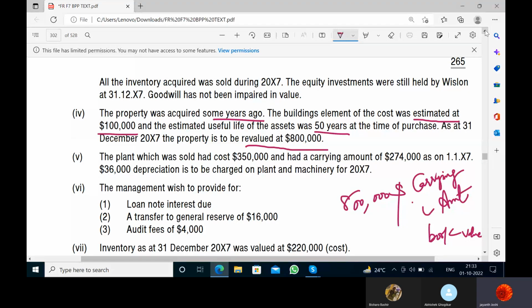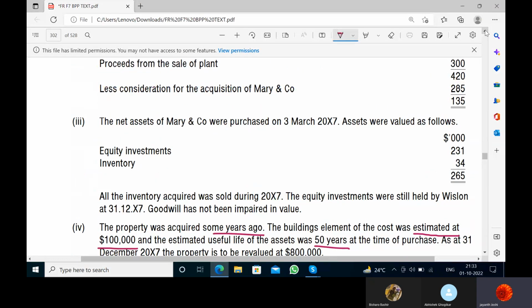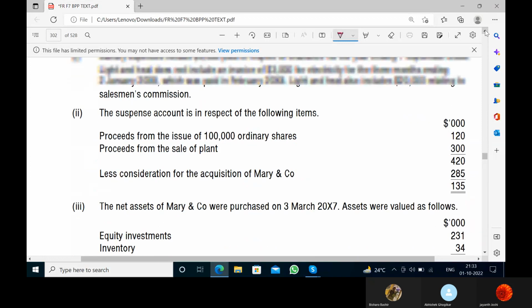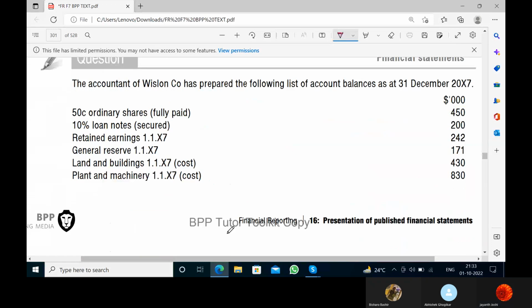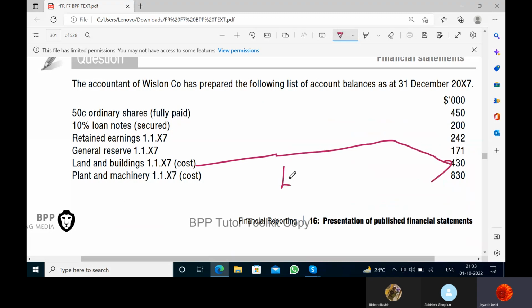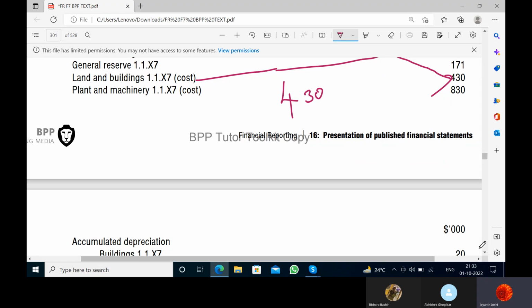For that, we have to see the balance sheet. You can see here, land and buildings. The cost is clearly given to you as 430. This is the land and buildings. Now we will see whether they have some accumulated depreciation or not. What do you mean by accumulated depreciation?